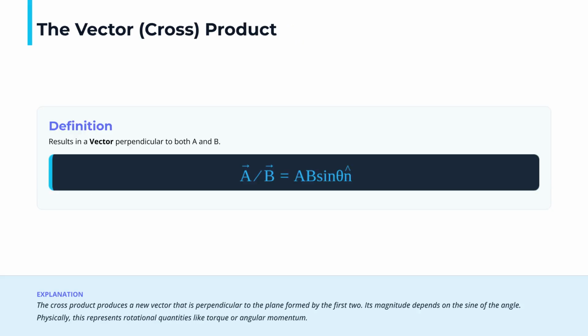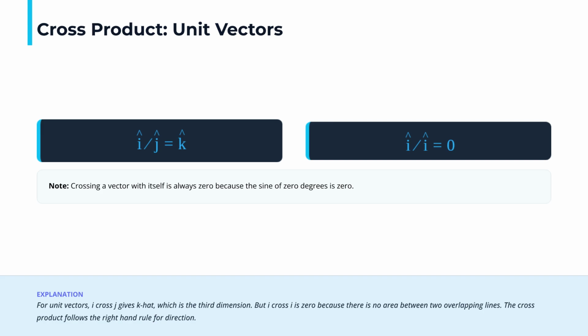The vector or cross product results in a new vector perpendicular to the plane formed by the input vectors. Its magnitude depends on the sine of the angle, and it represents rotational quantities like torque. For unit vectors, the cross product of i hat and j hat yields k hat, defining the third dimension. Crossing a vector with itself is 0, because the sine of 0 degrees is 0.